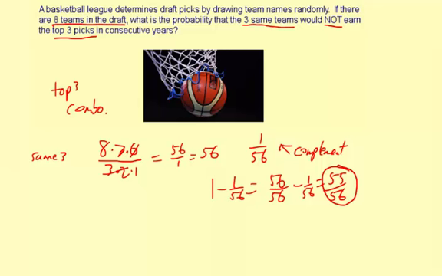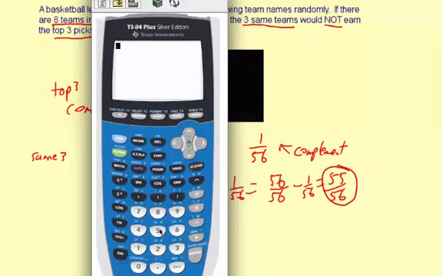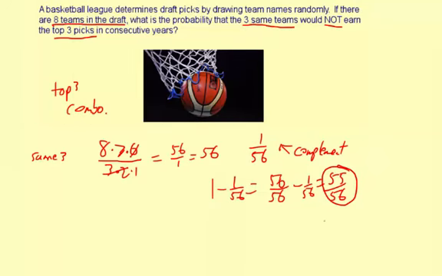And you can use your calculator to get decimal or percent answers if you would like. So 55 divided by 56 equals 0.98 or 98%. Either of these answers would be correct also. So you can see there's a very high probability that the same 3 teams would not earn the top 3 picks in consecutive years.